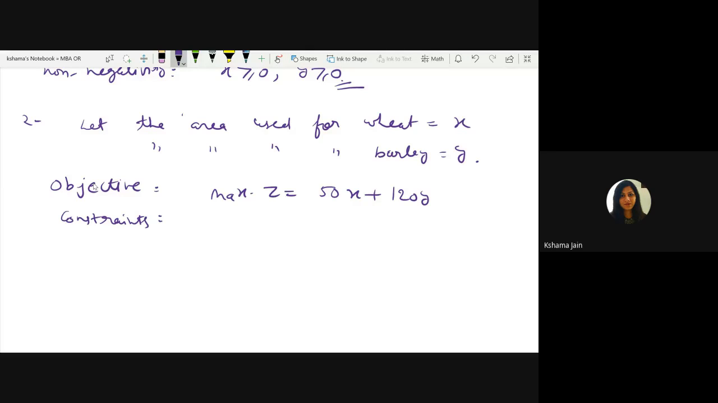So cost is 100x plus 200y, but there is a constraint that the man has a maximum of $10,000. He doesn't have more than that, right? So however much quantity he uses, he should do it within the limit of 10,000. The second constraint will be manpower. He has 10 for wheat and 30 for barley, and how many does he have? 1200. Anything else? Am I leaving anything or is it done?